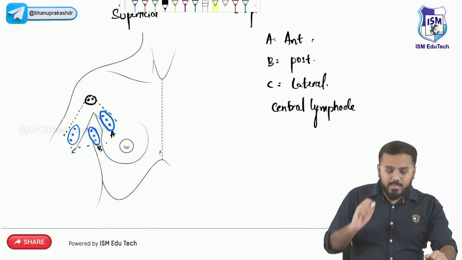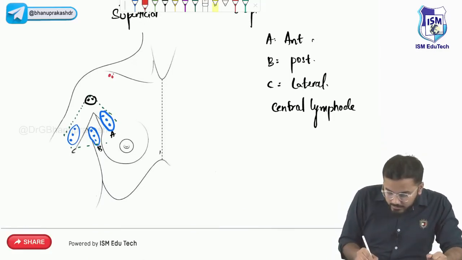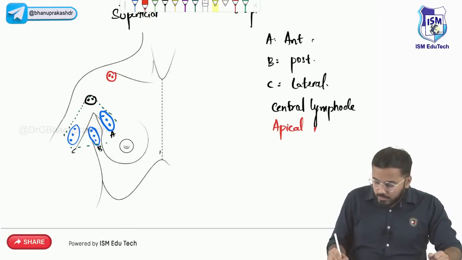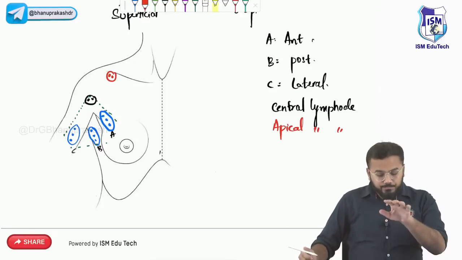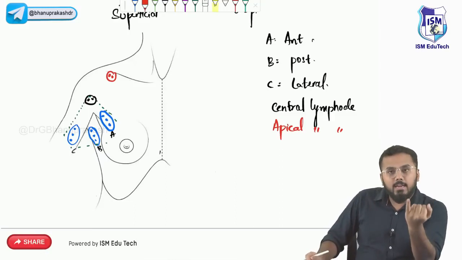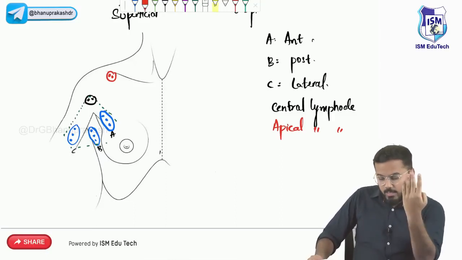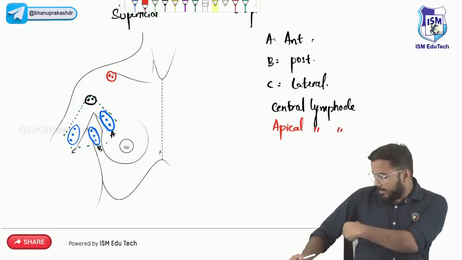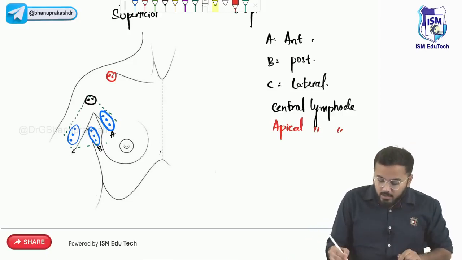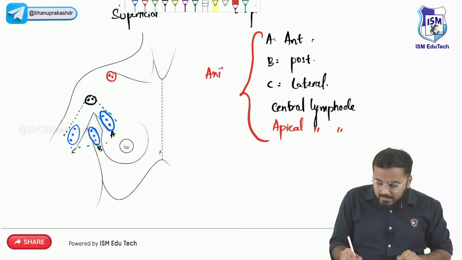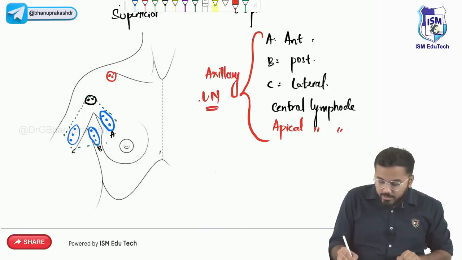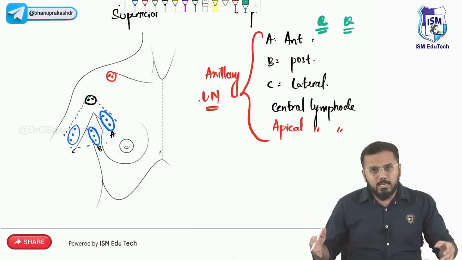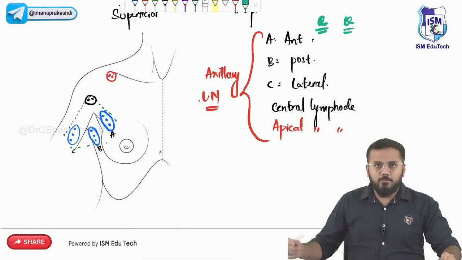Next important thing is that in the apex, we have got a lymph node like this that is completely on the top. So you call this the apical lymph node. Okay, so all these lymph nodes: anterior, posterior, lateral, central, and apical, all these five lymph nodes, which area are they located in, guys? They are located in the axillary region. That is the reason why all these lymph nodes are called axillary lymph nodes. So they're going to ask you a definite question on this: all of the following are the axillary lymph nodes except. They might give you one of these and skip one of them.